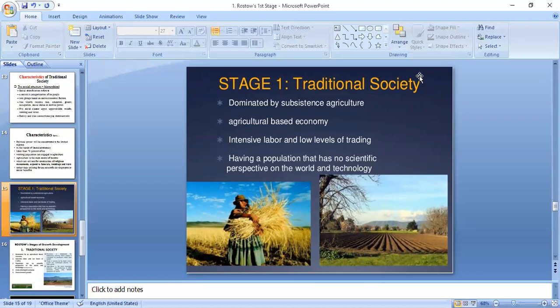So that kind of society will be an agriculture based society, and there will be a large number of intensive labors; നമുക്ക് വേണമെങ്കിൽ അവരെ സ്ലേവ്സിനെ പോലെ തന്നെ intensive labors available ആയിരിക്കും. അതേപോലെ ഹാവിങ് എ പോപ്പുലേഷൻ ദാറ്റ് ഹാസ് നോ സയന്റിഫിക് പെർസ്പെക്റ്റീവ്. സയന്റിഫിക് പെർസ്പെക്റ്റീവ്സ് ഇല്ല, എഡ്യൂക്കേഷൻ ഇല്ല, ഒരു തരത്തിലുള്ള എൻലൈറ്റ്മെന്റും ഇല്ലാത്ത തരം ഒരു ഭൂരിപക്ഷ ജനത ഉള്ള ഒരു തരം സൊസൈറ്റി ആയിരിക്കും ട്രഡീഷണൽ സൊസൈറ്റി എന്ന് പറയുന്നത്.